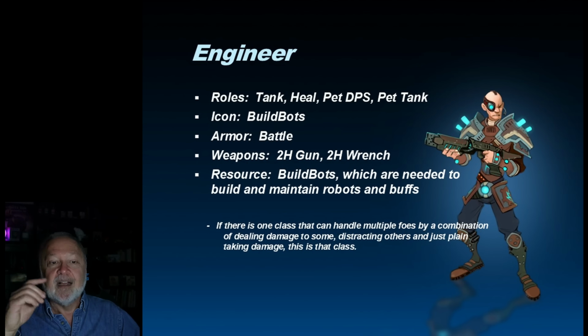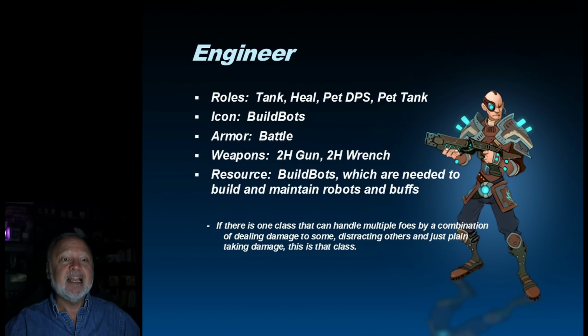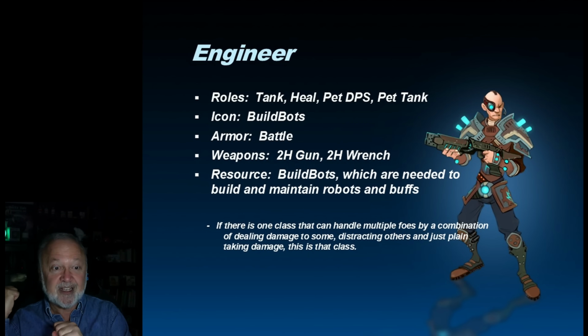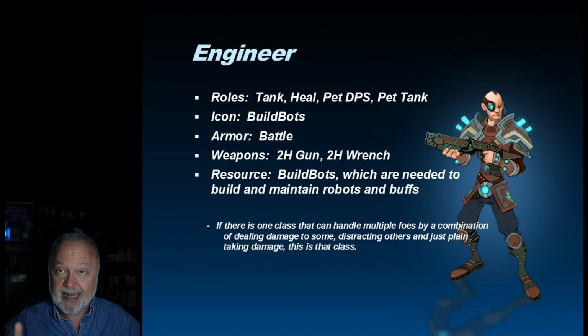The Engineer. This was supposed to be our tank class, but he could also heal. He had a pet that could do DPS, and his pet could also tank. His icon was he would build different bots. He could create different kinds of pets depending on what kind of battle it was. He wore battle armor, like the fighter. He had a two-handed gun and a big two-handed wrench. That was his ranged attack and melee attack.